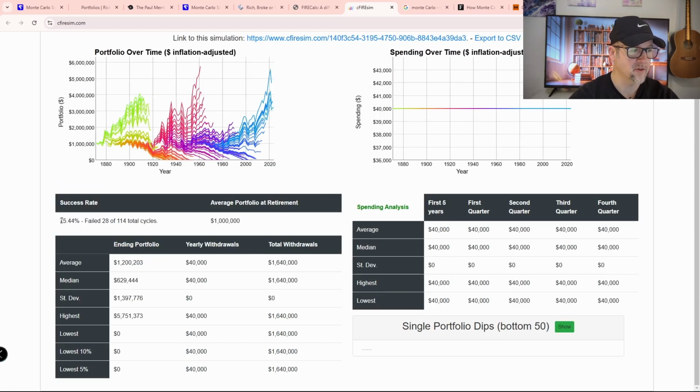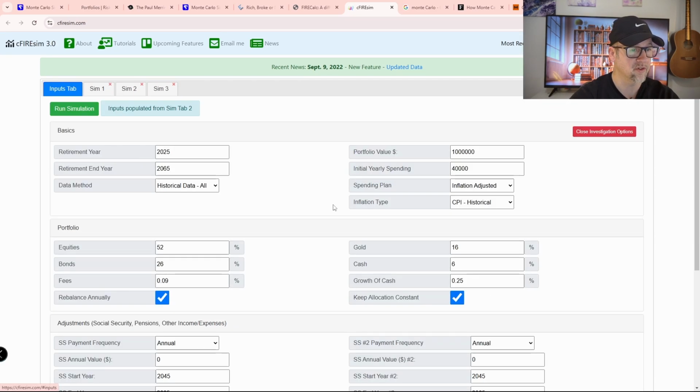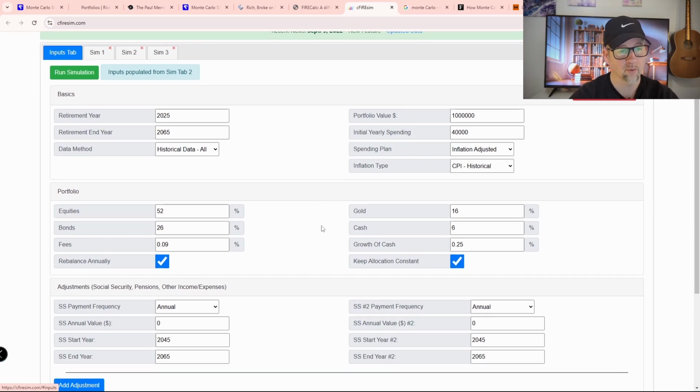And now we're up to 75% chance of living, and making this portfolio work for us. So this is saying that our average, we'd start with 1.2 million, and yearly withdrawals of 40,000, and then our highest is almost $6 million, and our lowest is still 0. It's still showing a lot of potential losses here. So we could keep playing with these numbers and get these numbers to work.